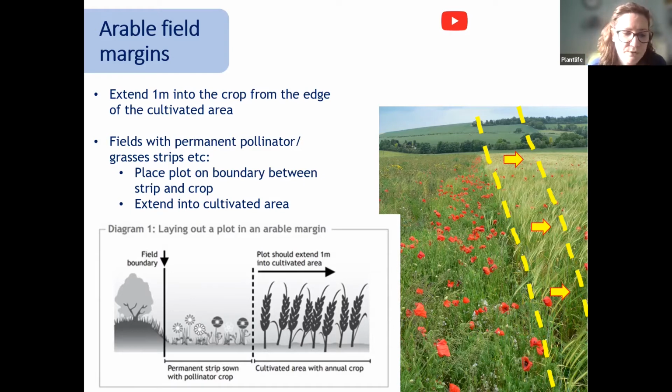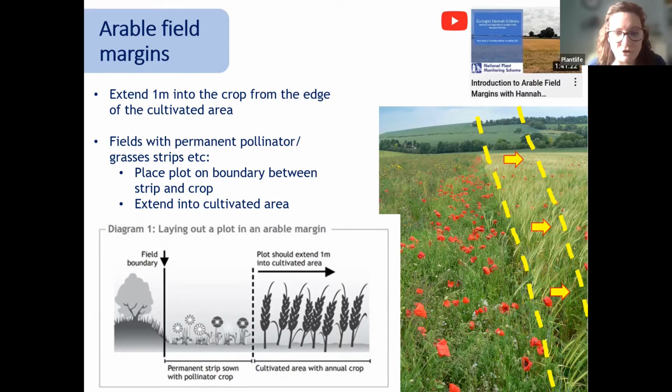So I've also just popped this little image here, actually to remind myself to let you know again that if you do have arable field margins that you are surveying or plan to survey with the scheme, now that you know where to place those plots and you're ready to get going, there's a really lovely, helpful guidance video for this habitat, including species ID, on the NPMS YouTube channel.